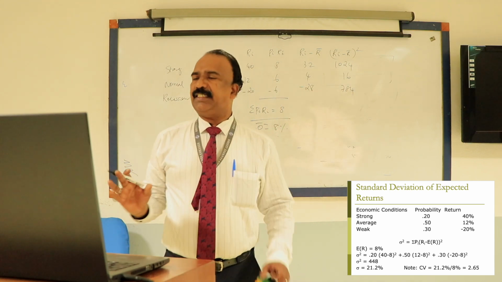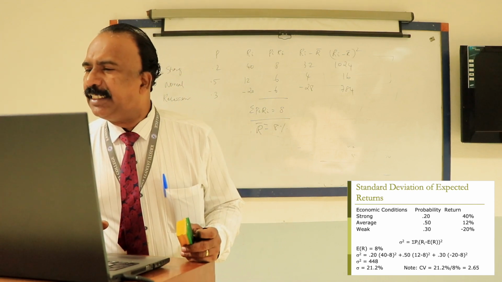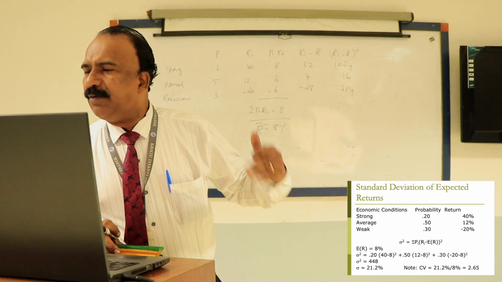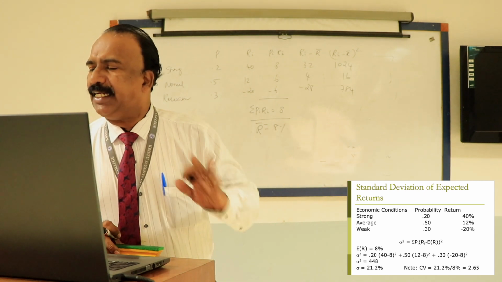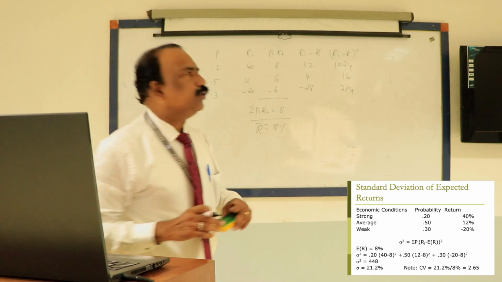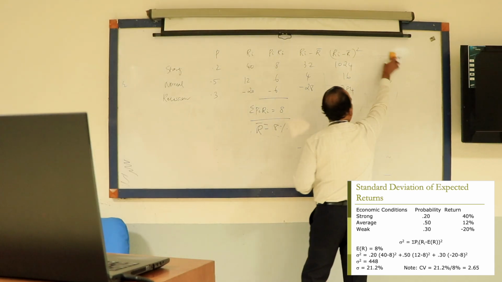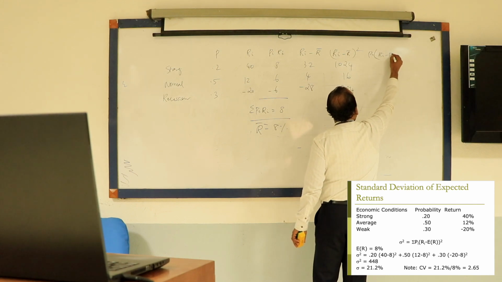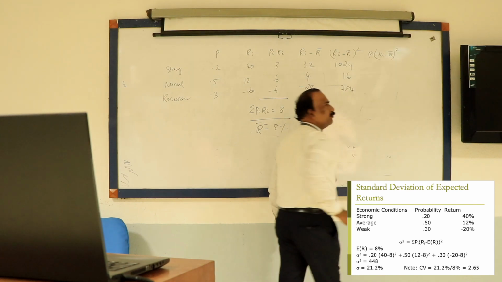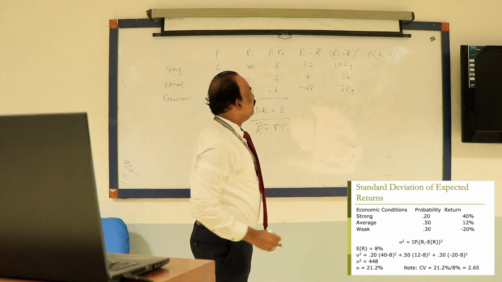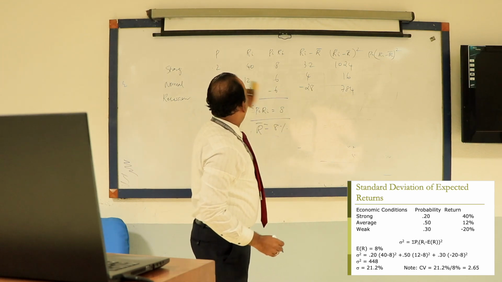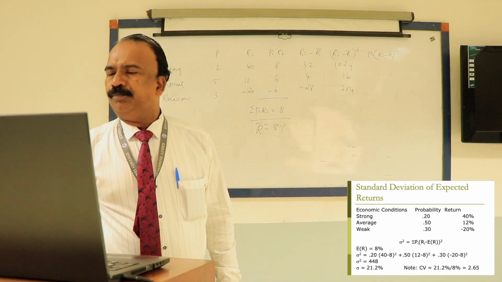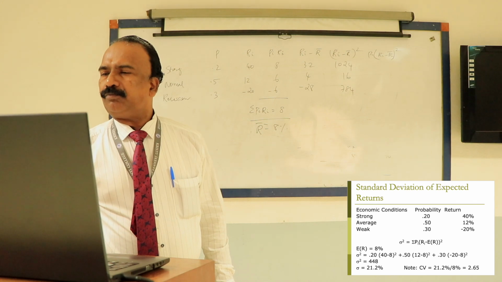Now, please listen. This is where the difference comes. In the previous actual return, the sum of squares of deviation itself was called variance. But here, you need to multiply with pi. One more step here: pi into Ri minus R bar whole square. Multiply with pi. That is 1024 into 0.2.